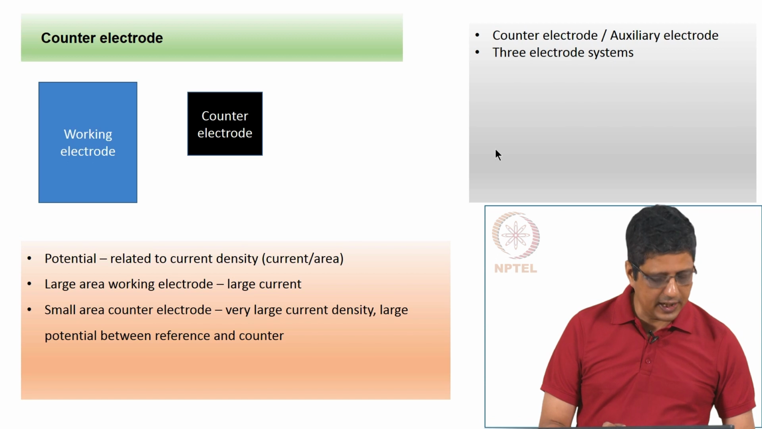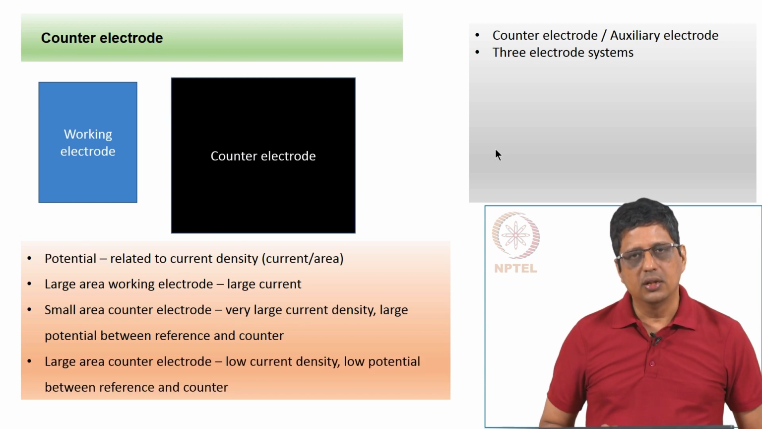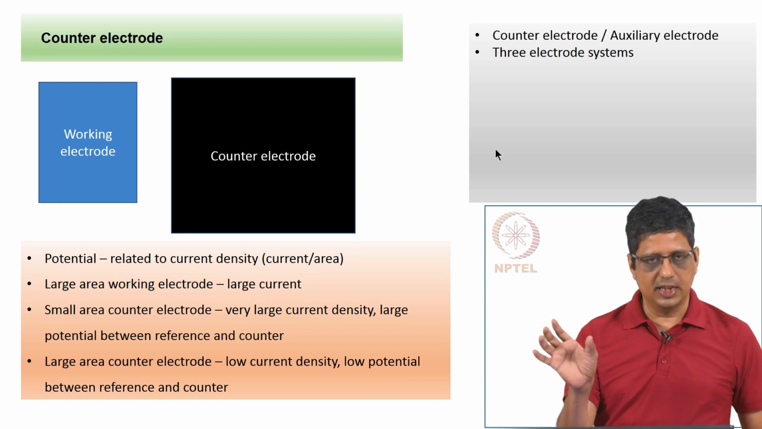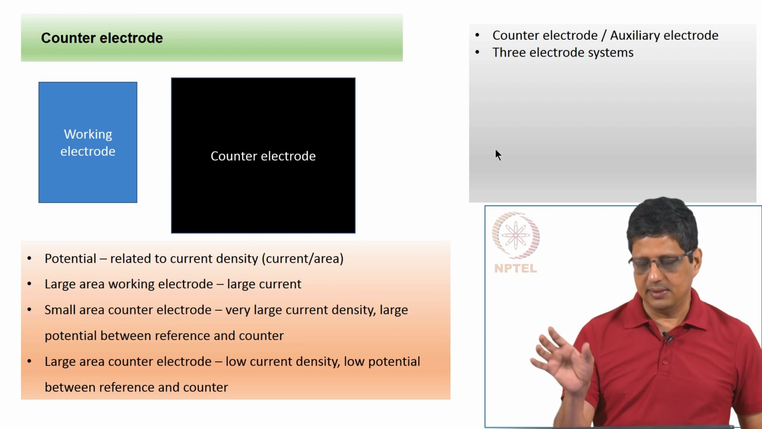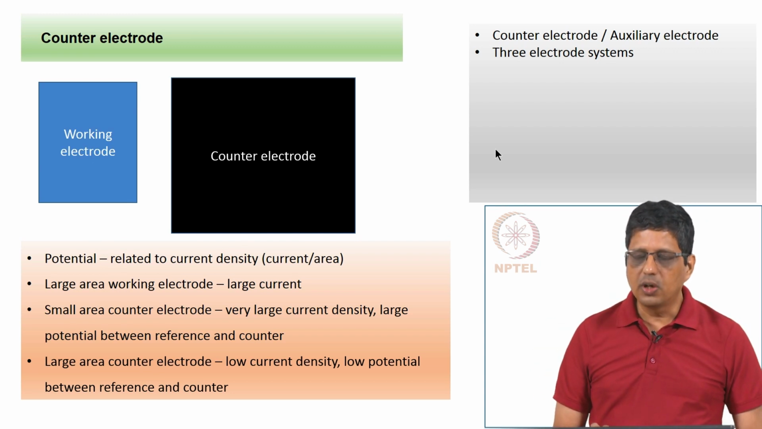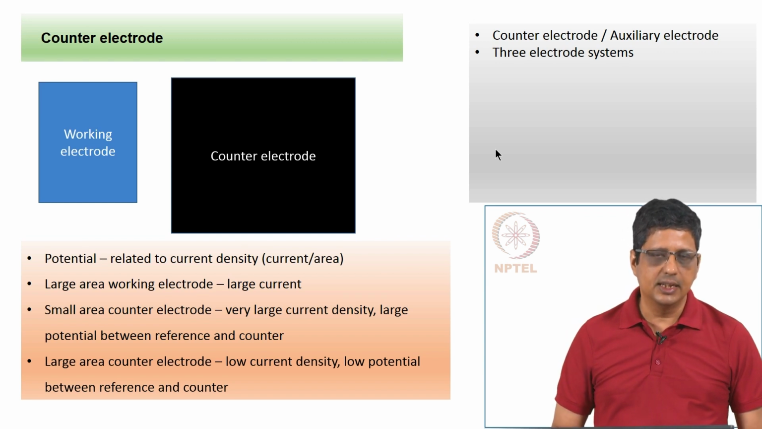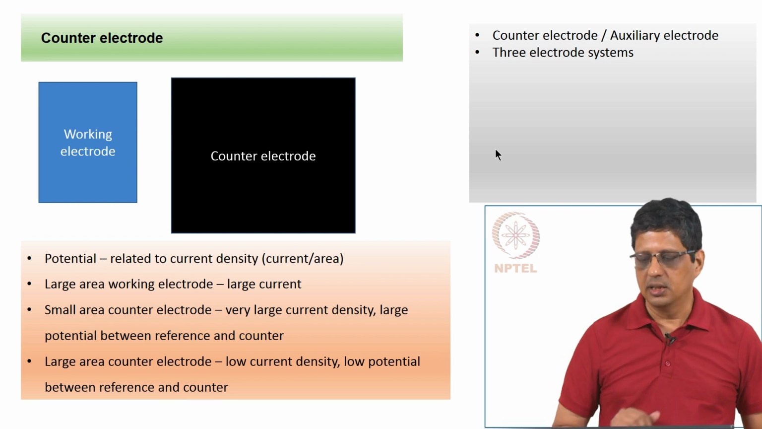So, it is better to have a large area counter electrode, then the potential on this counter electrode with respect to the reference electrode, and the load on the equipment will be less. So, what we end up doing is to use platinum mesh. Platinum because it is inert, mesh because it provides large area for a given geometric area.